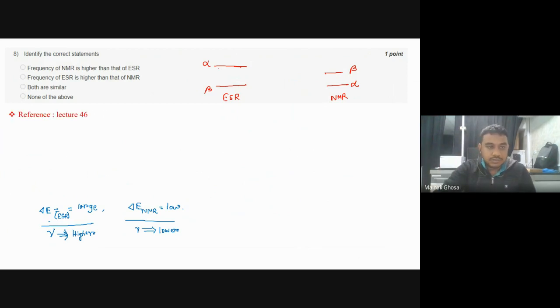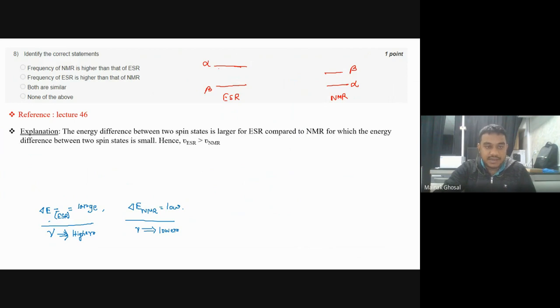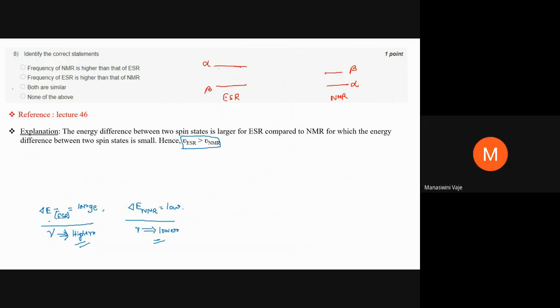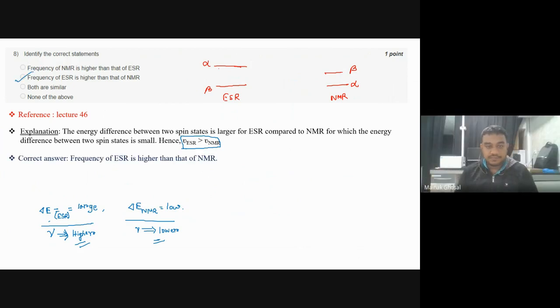So you can find it here in lecture number 46 that the energy difference between two spin states is larger for ESR compared to NMR, for which the energy difference between two spin states is small. So your nu of ESR will be greater than nu of NMR, right? You can see here that nu is higher for ESR, nu is lower for NMR. So ESR will have higher frequency than NMR. Understand? Yes.